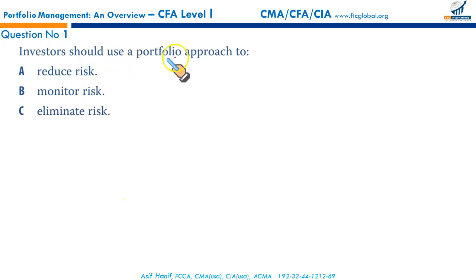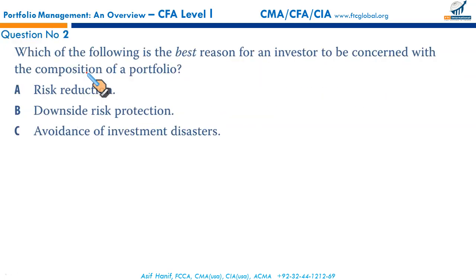Investors should use a portfolio approach to do what? Reduce risk, monitor risk, or eliminate risk. When an investor combines different assets into a portfolio, such a combination should reduce the portfolio's risk by reducing the volatility of the portfolio's returns. So it reduces the portfolio risk. That makes A the correct option.